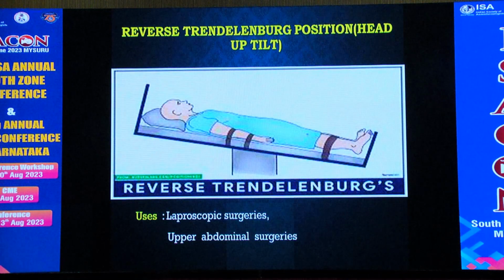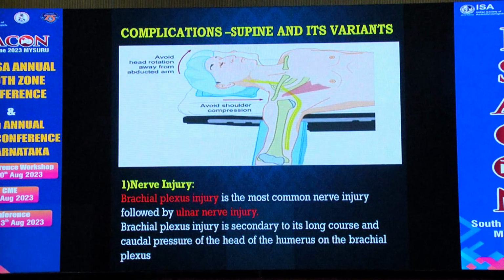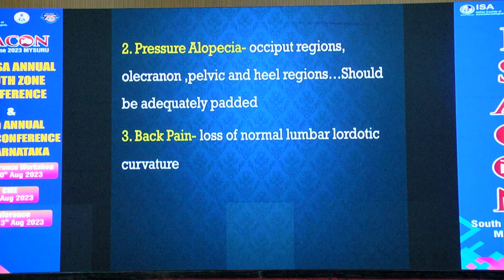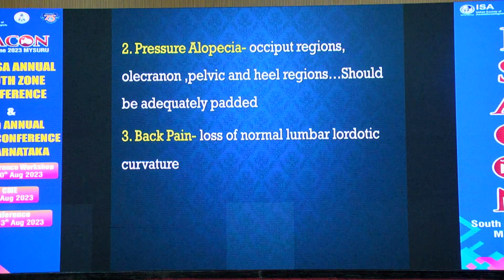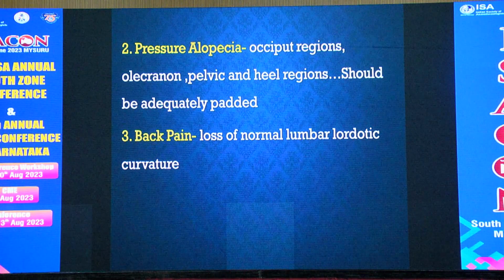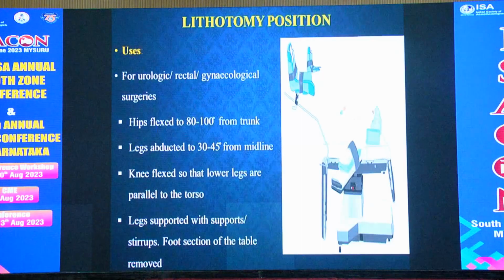So reverse Trendelenburg, or again it's a head up position. It is used in laparoscopic and upper abdominal surgeries. So what are the complications? So I told you, brachial plexus injury is the most common nerve injury, followed by ulnar nerve injury. And pressure alopecia you can expect wherever the pressure is put on the dependent regions like occiput, olecranon, pelvic and heel regions, and back pain due to loss of the normal lumbar lordotic curvature.